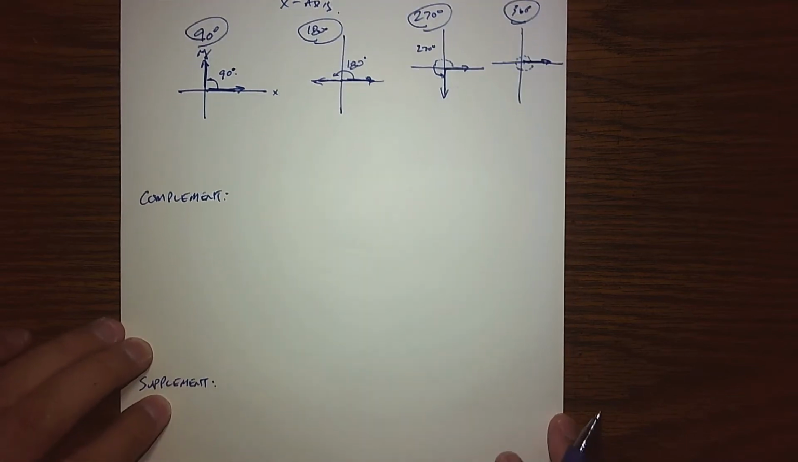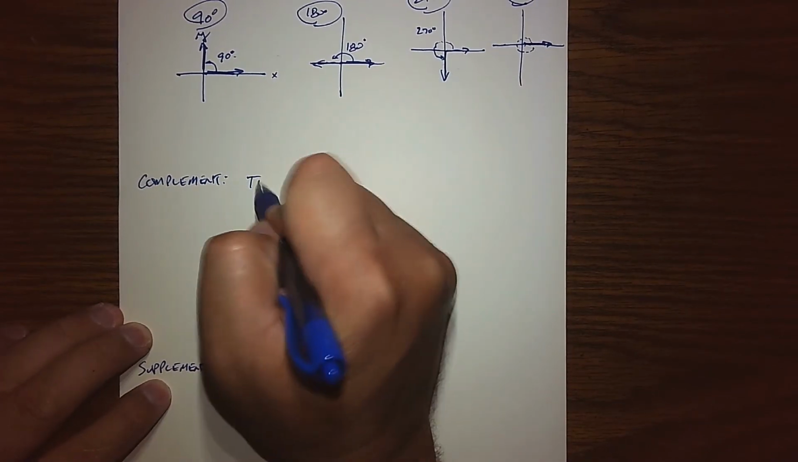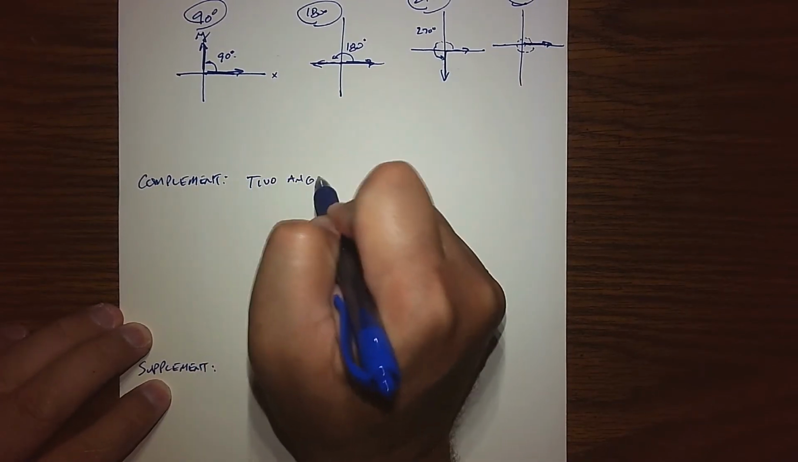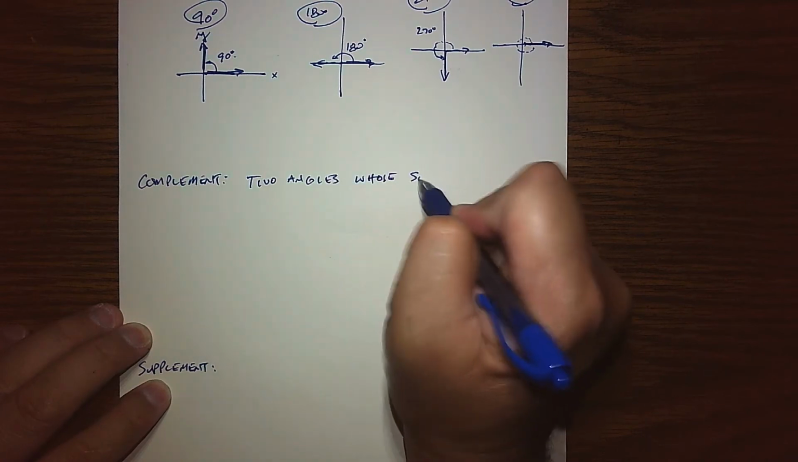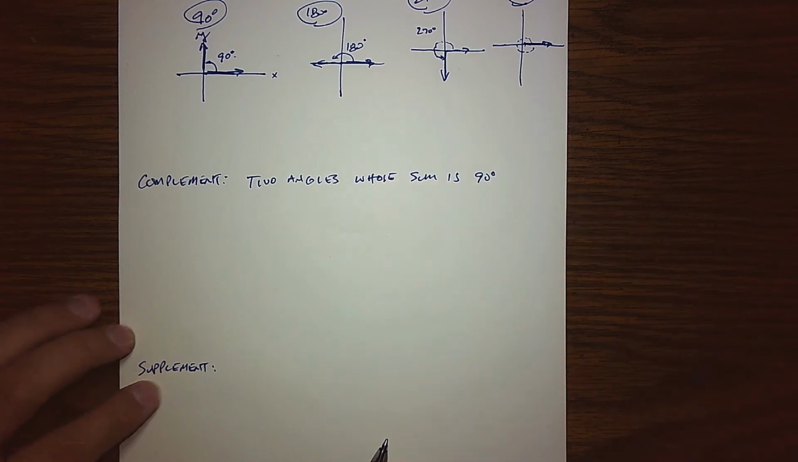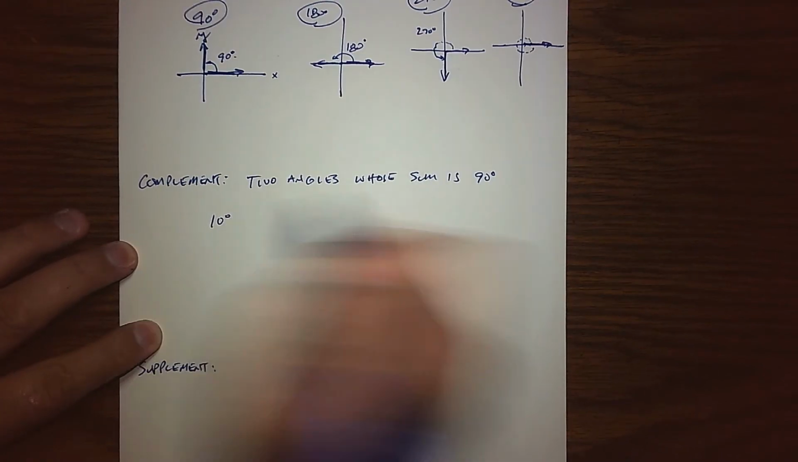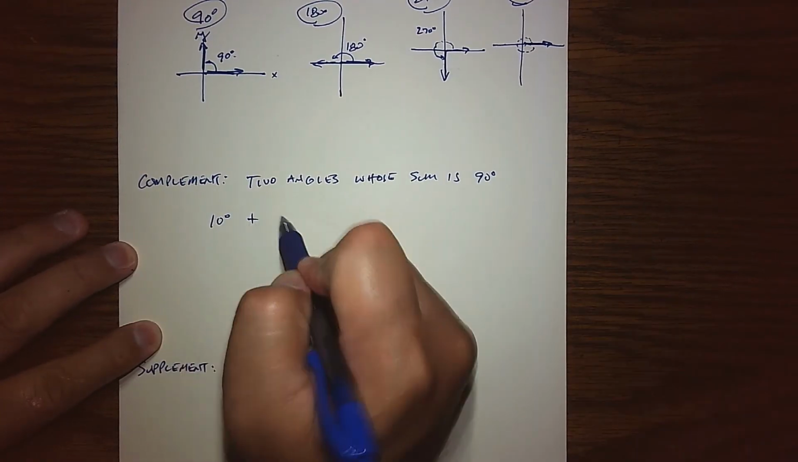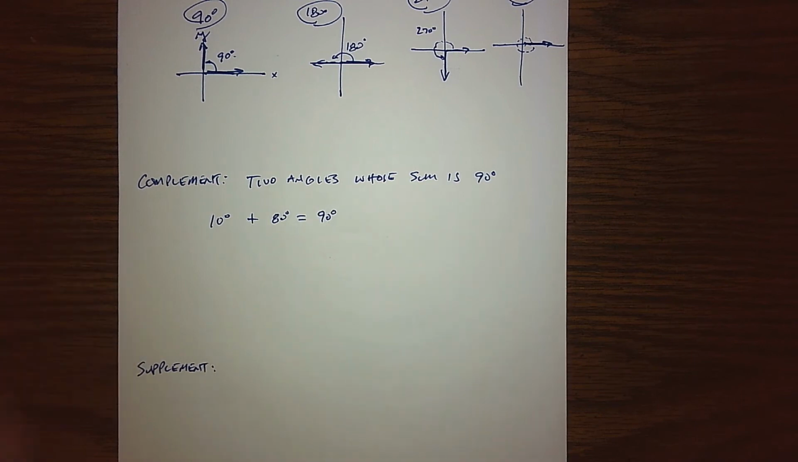Last but not least, or a couple more, is complement. Basically, these are 2 angles whose sum is 90 degrees. So 2 angles are complements if they add up to 90. If I had an angle of 10 degrees, its complement would be 80 degrees, because it satisfies the definition: 10 degrees plus 80 degrees equals 90 degrees.